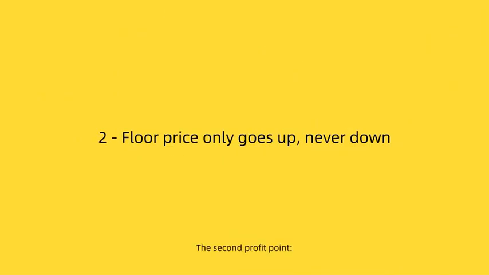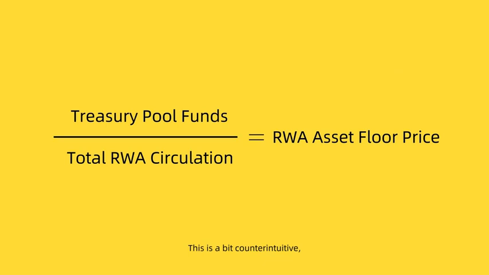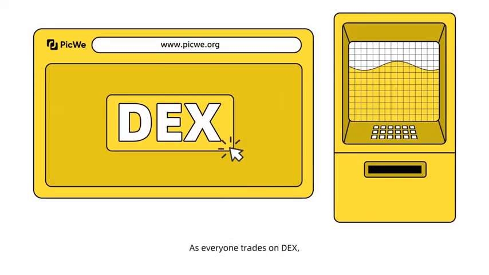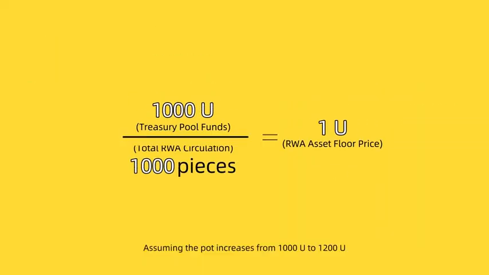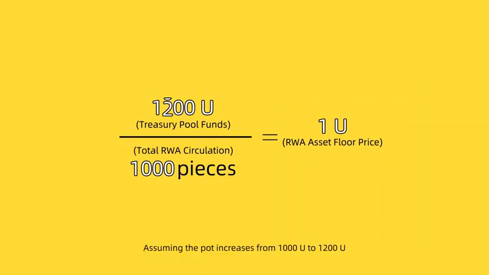The second profit point, the floor price only rises and never falls. This is a bit counterintuitive, but please look at the mathematical formula. The numerator is the pot of funds. As everyone trades on DEX, transaction taxes continue to enter the bottom pool. Assuming the pot increases from 1,000 U to 1,200 U, the total number of RWA tokens remains unchanged at 1,000. At this time, the floor price automatically rises from 1 U to 1.2 U. Your assets in hand have passively appreciated.